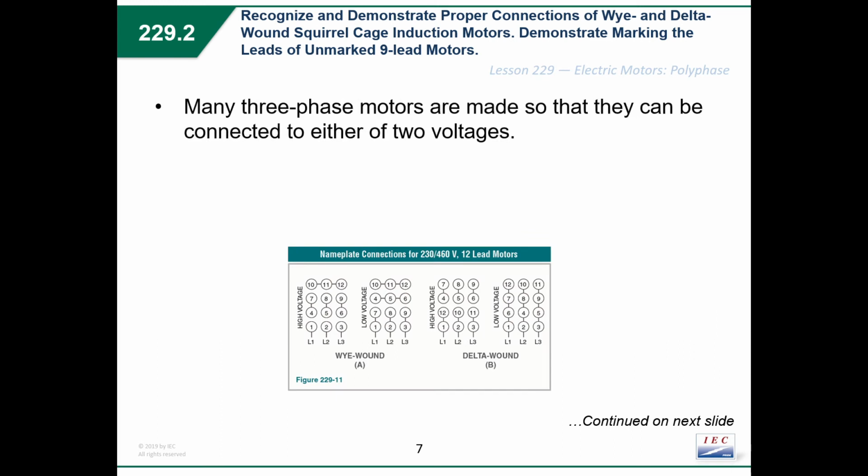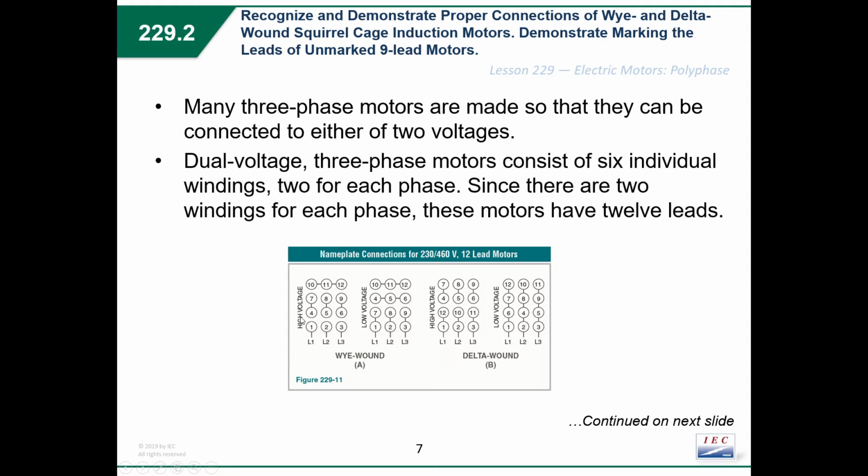Many 3-phase motors are made so they can be connected to either one of 2 voltages. This is a very common diagram that we see here. We see one for high voltage, one for low voltage on both a Y or a delta. So a lot of your motors are going to be rated 230/460, 120/240, whatever the case is. Whatever the lower number is, you would use your low voltage connection. Whatever the higher number is, you would use your high voltage connection. And you're going to have this diagram printed right on that motor at some place.